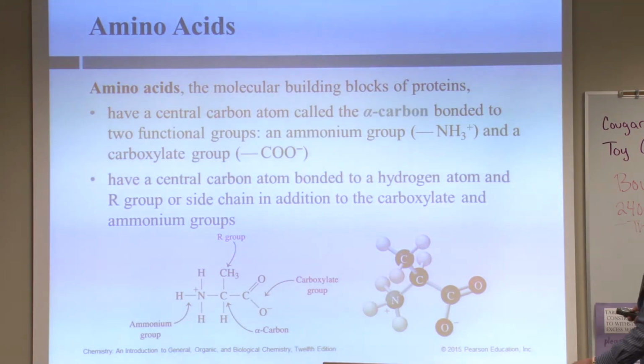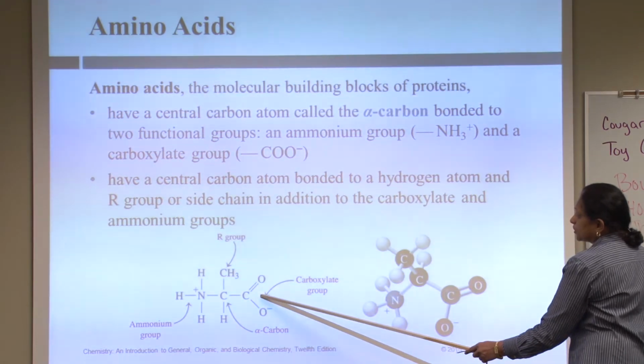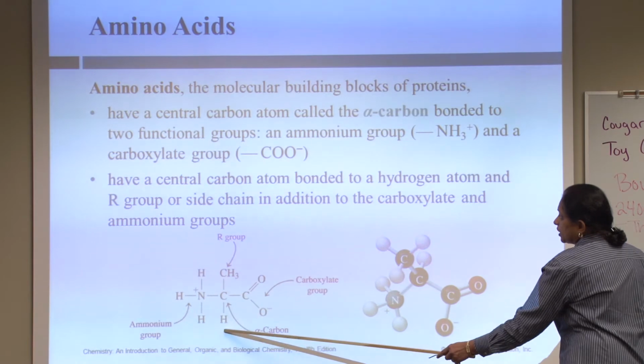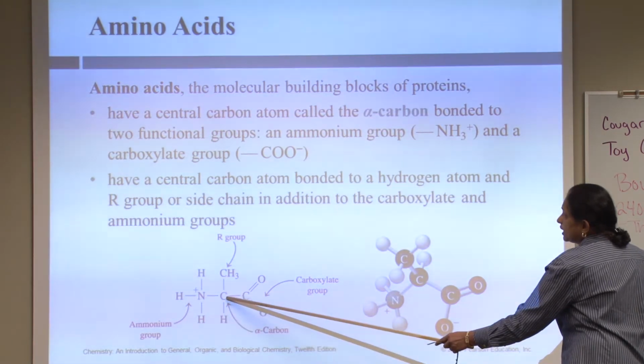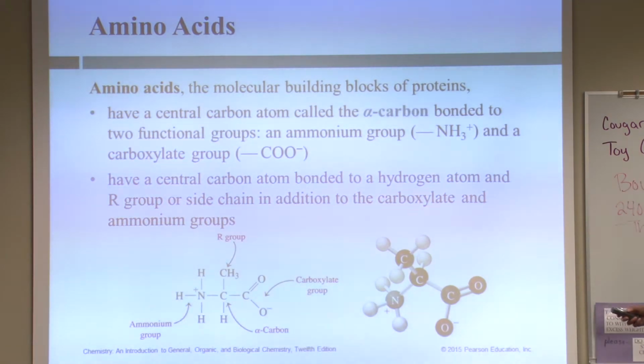Again, an amino acid has a central alpha carbon, two functional groups, carboxylate and the ammonium group, a hydrogen attached to the central carbon, and a side chain or R group. These are the different components that make up an amino acid.